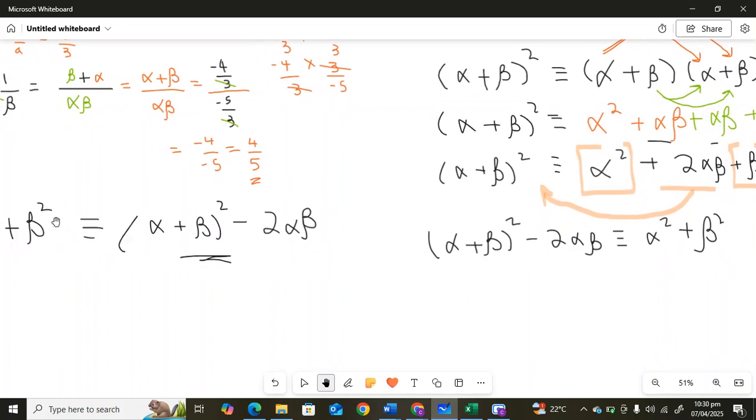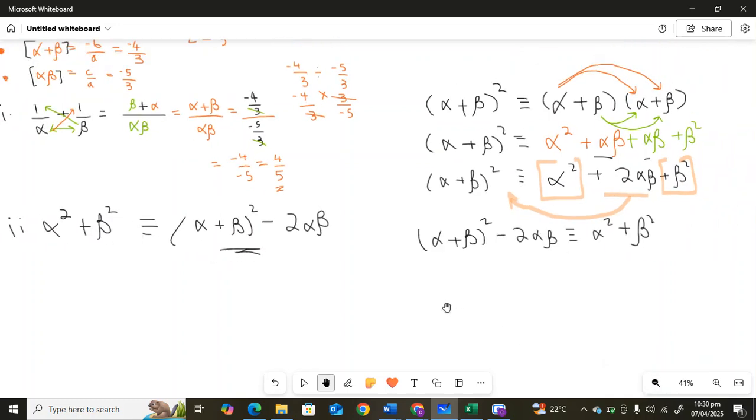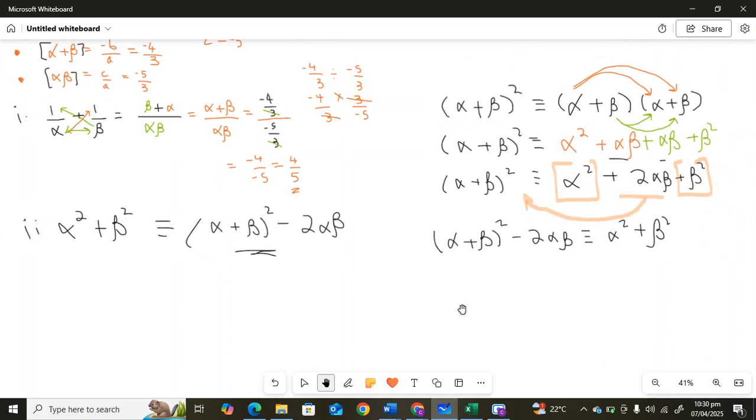So that's what has happened here. This is for your general knowledge. In the exam, you just put this and you just solve.